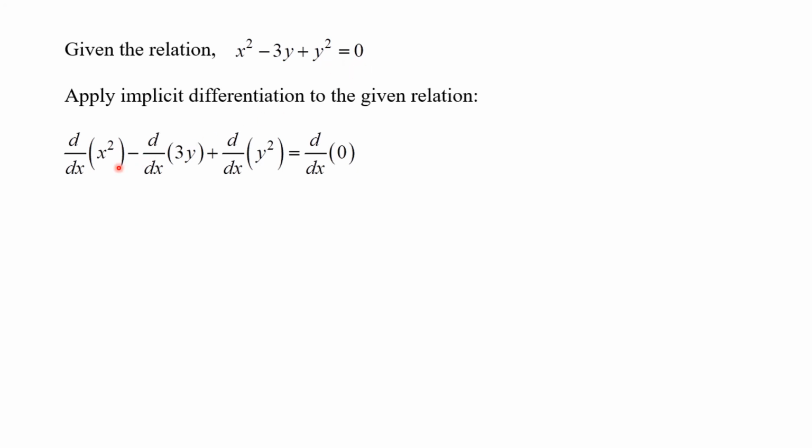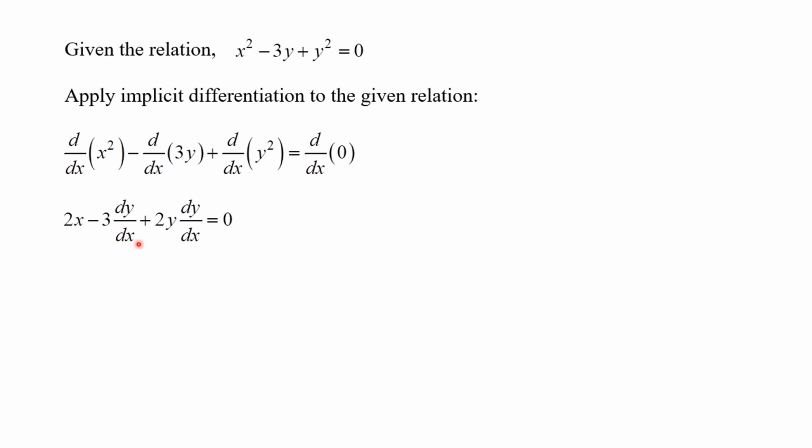When we differentiate x squared with respect to x, the answer is 2x. Differentiate negative 3y with respect to x. Using implicit differentiation, the answer is negative 3 dy/dx. Plus, differentiate y squared with respect to x. The answer is 2y dy/dx. And differentiate 0 with respect to x. The answer is 0. The next step is to simplify and rearrange this expression and check whether we will finally get an expression identical to the given differential equation.